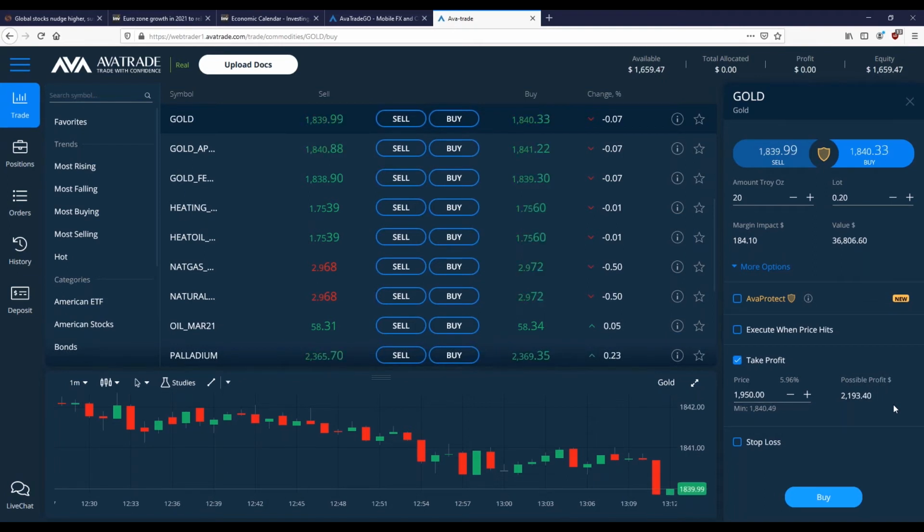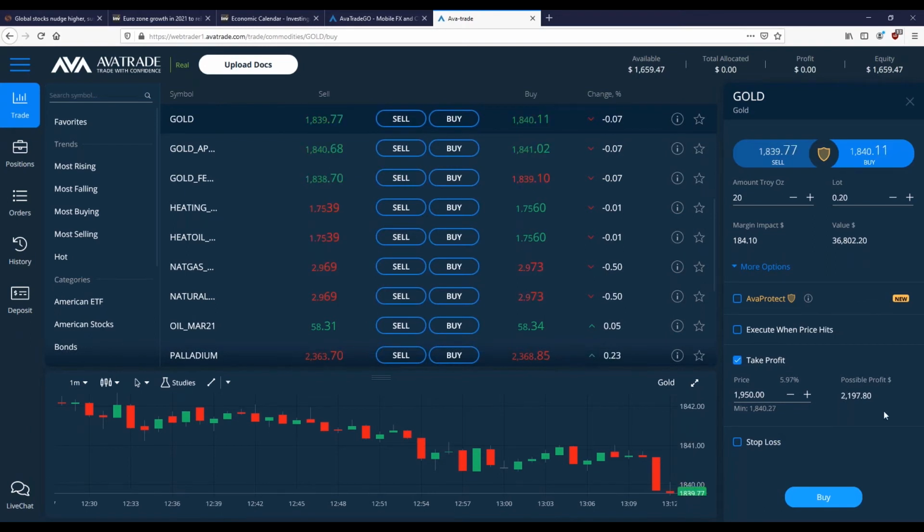So if that's my fundamental theory, that stimulus could drive up gold and weaken the USD, then maybe I'm preparing to buy gold to 1950. And I say, wow, look at that potential profit, almost $2,200. That's a nice profit. It's calculating it for me.